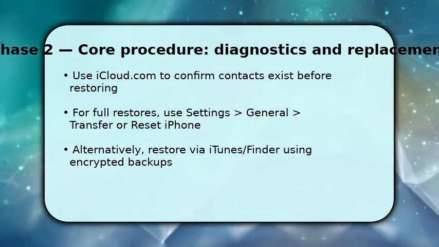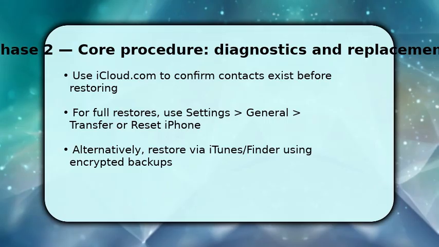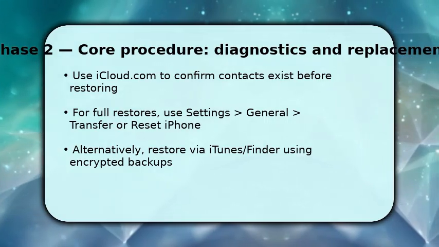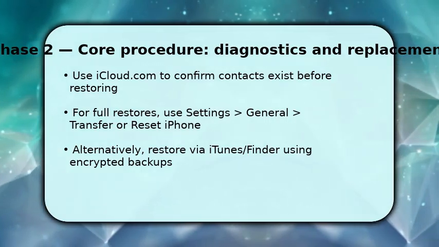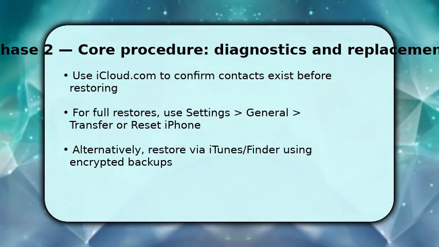If you need a full restore, go to Settings, General, Transfer or Reset iPhone and choose Erase and Restore from Backup, or connect to iTunes/Finder and apply the encrypted backup.